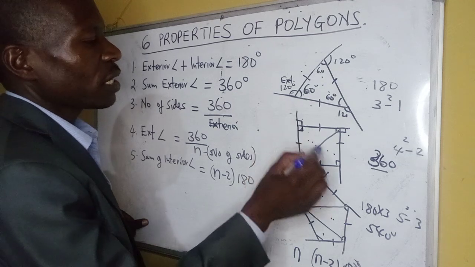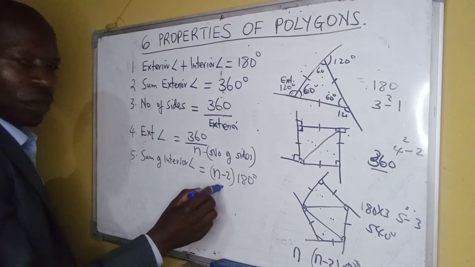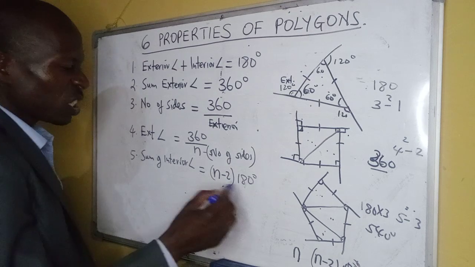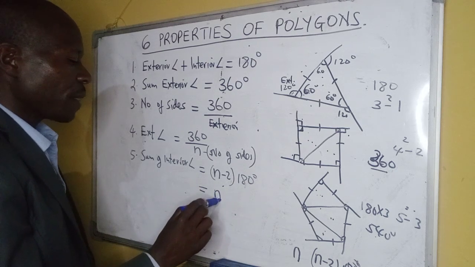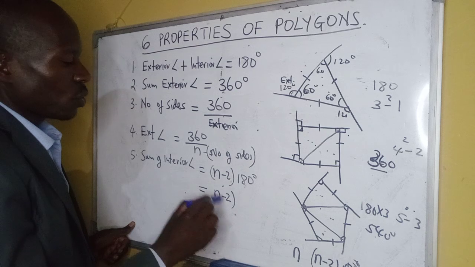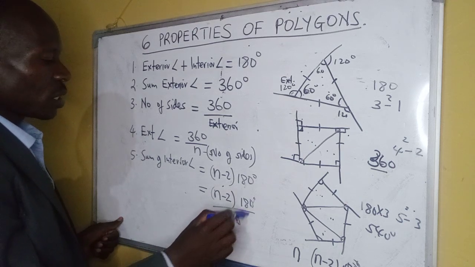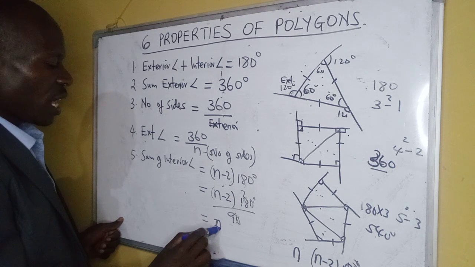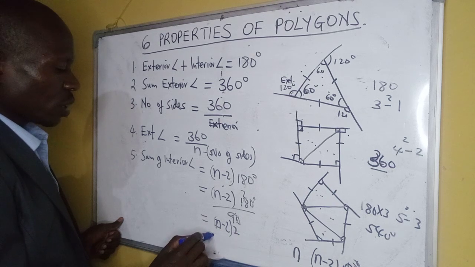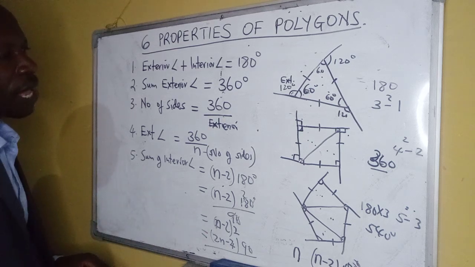When you multiply 180 times 2, you get 360. 180 times 3, you get 540. So it means it is true. When we simplify this to put it in terms of right angles, we can have n minus 2 times 180 and divide by 90, so that we see how many right angles can be here. So we shall find that there will be 2 times n minus 2, so it should have 2n minus 4 right angles, and that's our formula for getting the sum of interior angles.